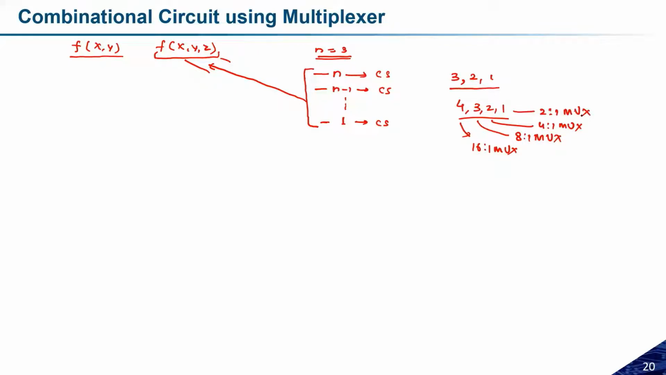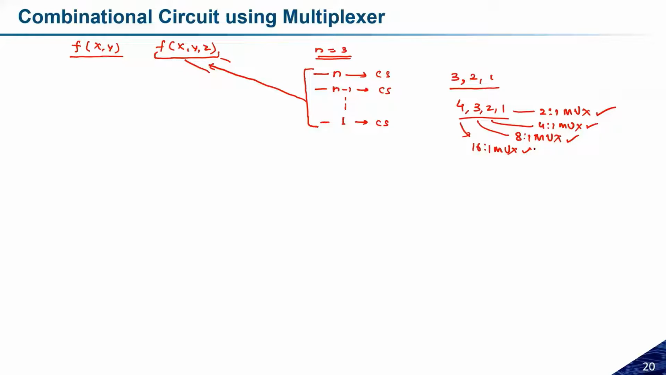So if I have a function having 4 variables, w, x, y, z, in that case I can implement those functions either with the help of a 2 to 1 MUX, or a 4 to 1, or an 8 to 1, or a 16 to 1. This is an important thing that we should consider.